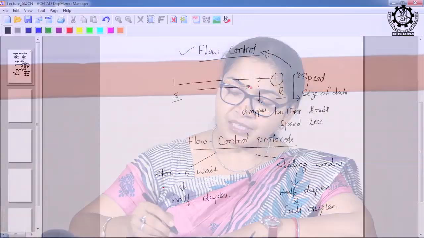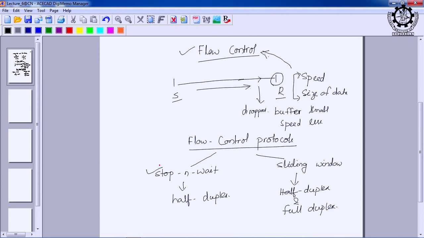So, we will see first the stop and wait protocol. The name itself explains what kind of protocol it is. What happens in this protocol? Let us say we have a sender here, we have a receiver. Because it is the data link layer, the packets or data chunks are called frames. Now, let us say the sender sends the first frame to the receiver, frame 0.